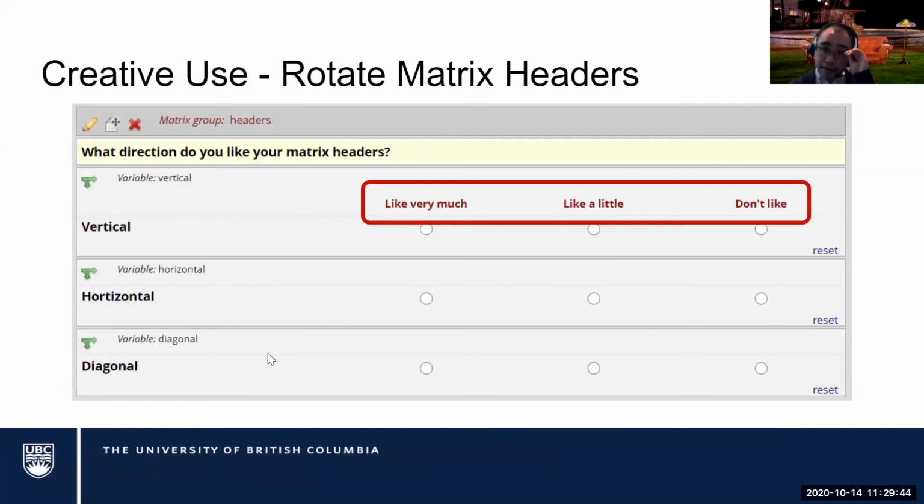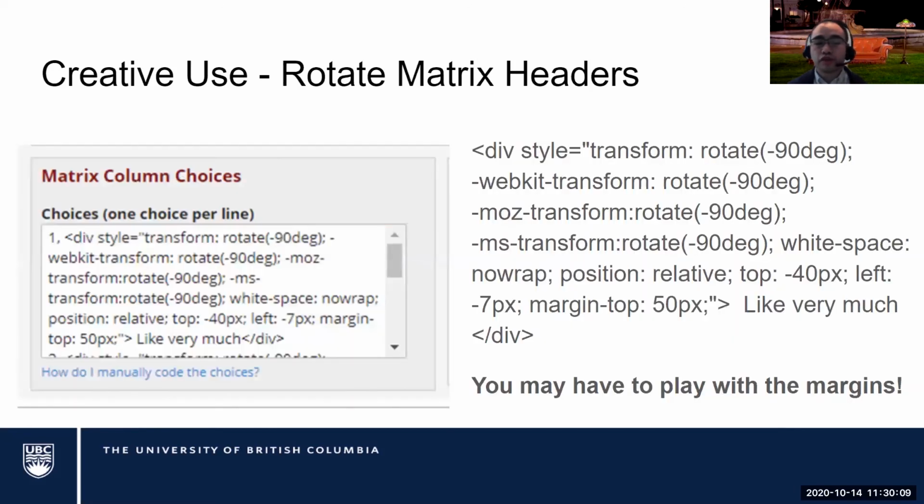Lastly, I have rotate matrix headers. So matrix headers by default are horizontal, just like any question label, they're horizontal. Now, if you have more and more options, or because your original form has it tilted and you want it to be as close to the original survey as possible, what you could do is use HTML. So I have it here as an example, and you can copy and paste later for your purposes.